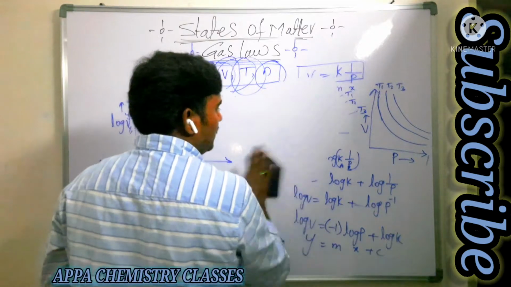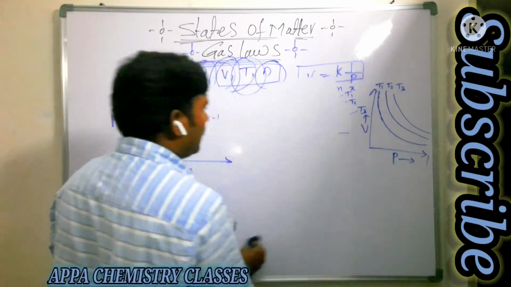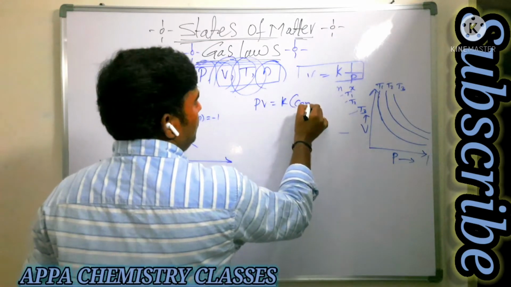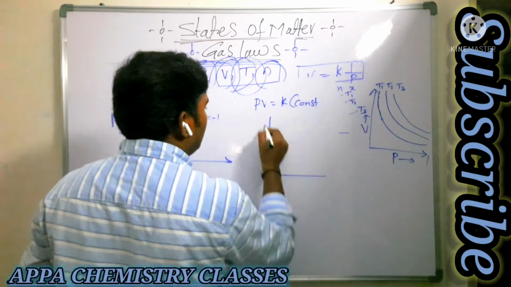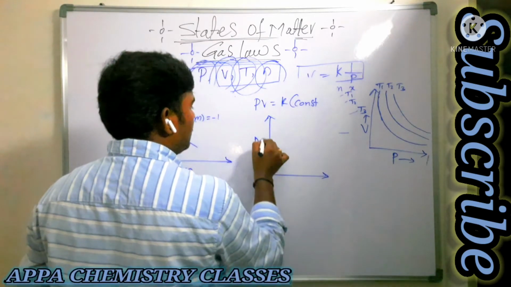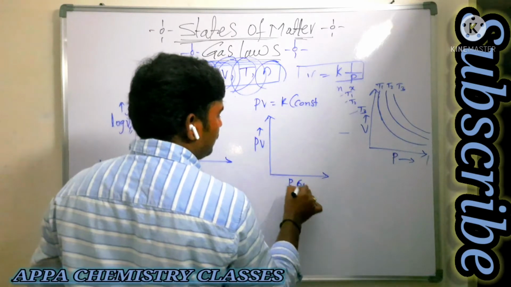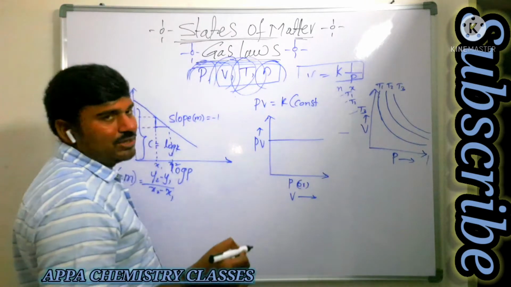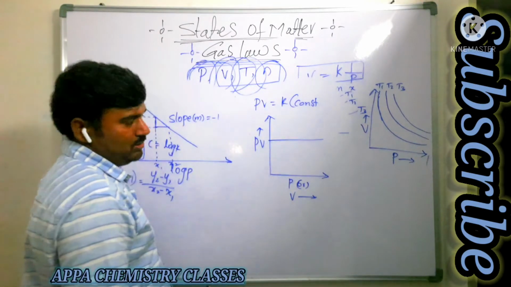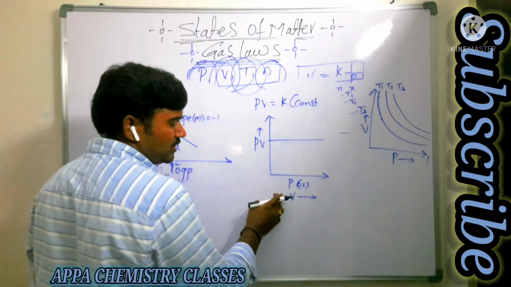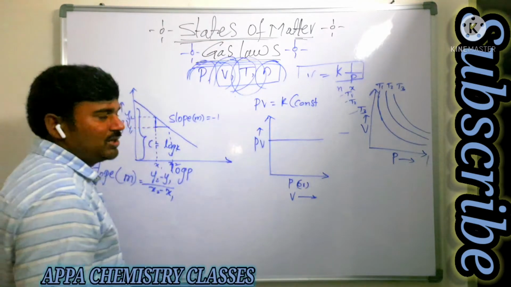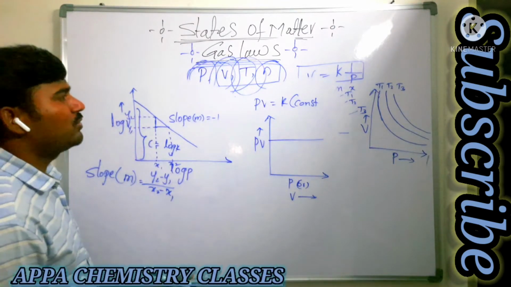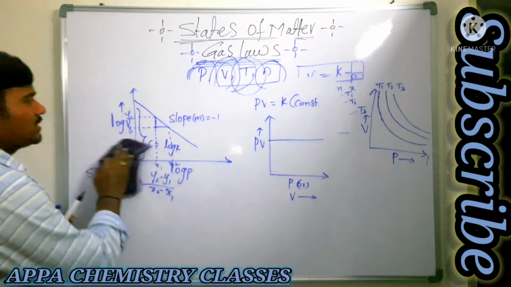Next we will see another graph for this PV is equal to nRT. Just now we had seen Boyle's law, PV is equal to K. It is constant. So you are plotting the graph between the product of pressure and volume versus pressure or volume. When you take the product of P and V on the y-axis, it remains constant. Whether you take it versus pressure or volume, if you increase pressure, volume decreases. If you increase volume, pressure decreases. That value remains constant. That is Boyle's law. It takes place at constant temperature.